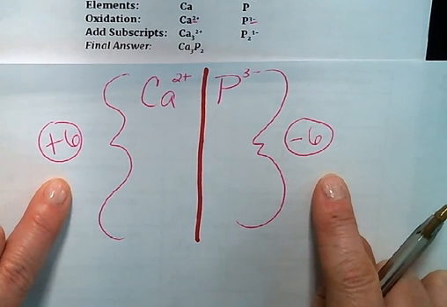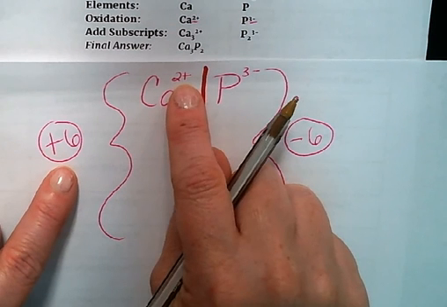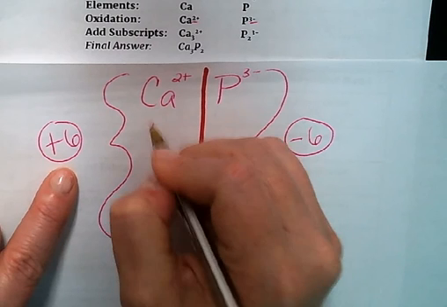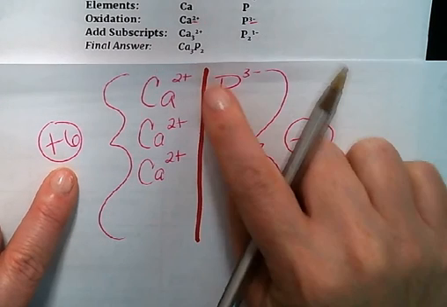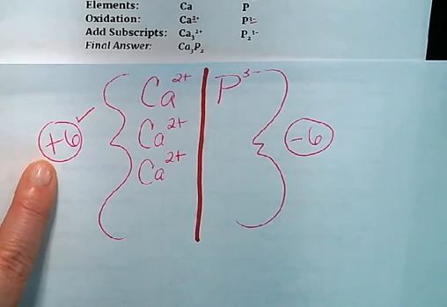I want those to cancel out. Well, right now I've got +2. The only thing I can do is add atoms of calcium. It's the only thing I can do over here. So if I do this, guess what? 2, 2, and 2 is going to give me a positive 6 charge. That's what I need. Okay?